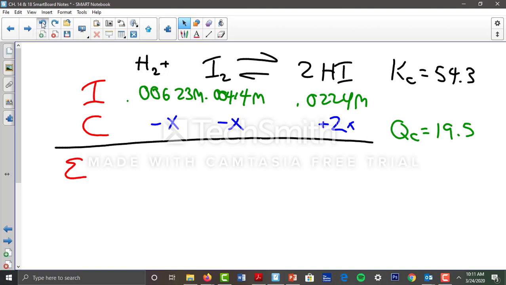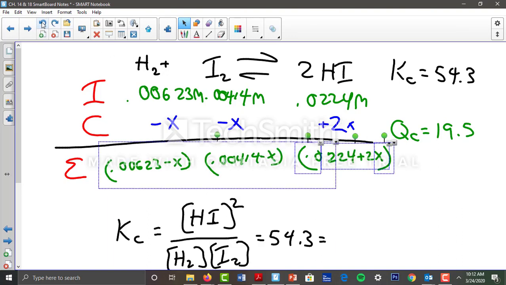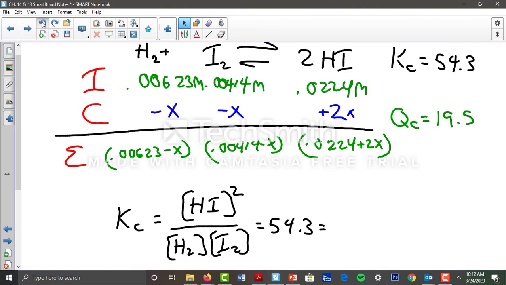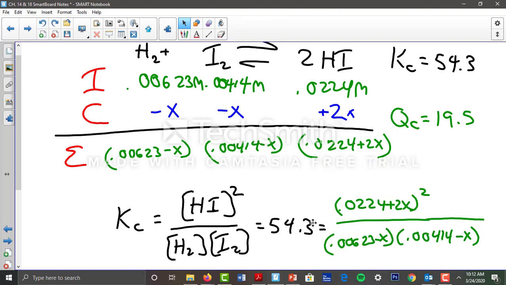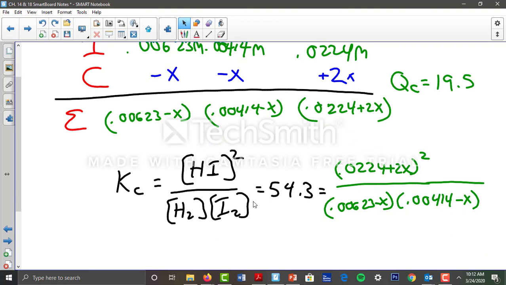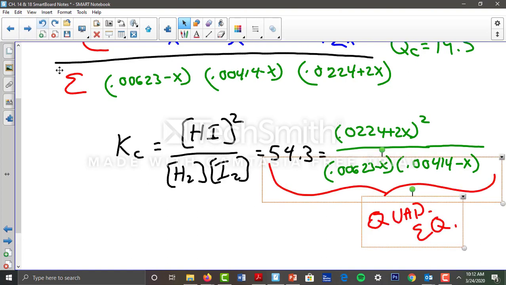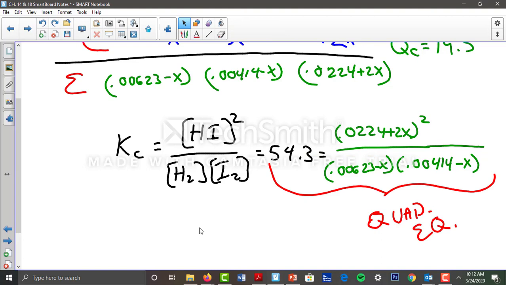Now, if we continue, the second half of this that makes it more difficult is solve for E, plug it into our K. We get this equals 54.3. Now, thinking back to Algebra 2 trig, what's the only way we can solve X here? The only way you can solve X here is if you use the quadratic equation. Nobody wants to use a quadratic equation.